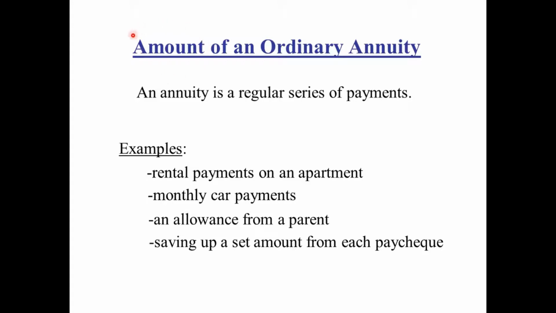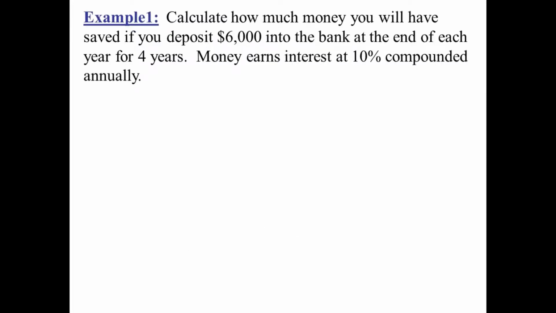We're going to concern ourselves with the amount of an annuity, and that's the result of all the payments saved up and added up. Here's an example. Calculate how much money you will have saved if you deposit $6,000 into the bank at the end of each year for 4 years. And I'm going to pretend that money earns interest at 10% compounded annually. It doesn't really, but for the sake of the example and making it simple, let's pretend that it does.